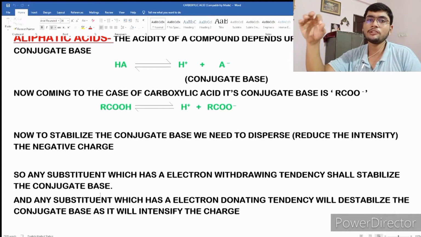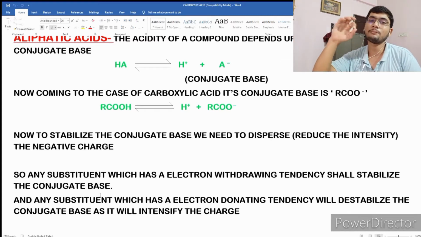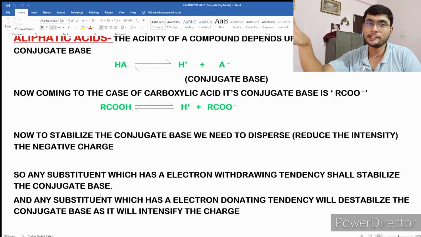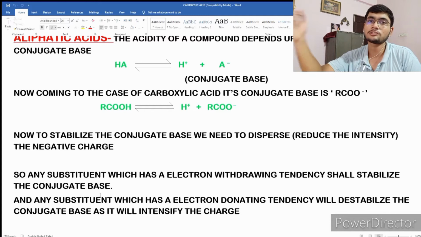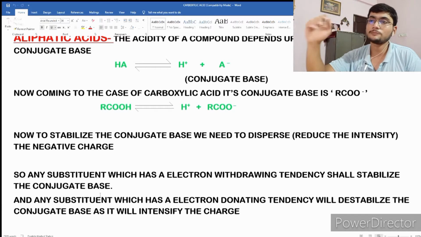On the contrary, if we attach to the conjugate base any substituent which has an electron donating tendency, this means that it will increase the electron density towards the carboxylate ion. Since it will increase the intensity of electrons towards the carboxylate ion, this means that it will increase the intensity of the negative charge of the carboxylate ion. So this means that it will destabilize the conjugate base of carboxylic acid. So this means that it will reduce the acidity of carboxylic acid.